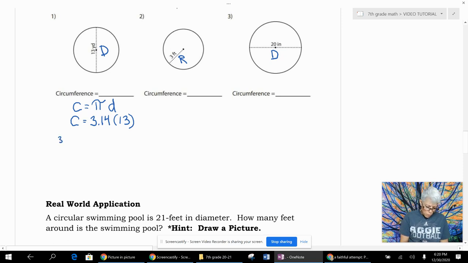So I'm going to do 3.14 times 13, and if you can do this on your own, go ahead and pause the video and get this done. I'm going to go ahead and work it out. 12, 4, 9, 0 for a placeholder, 4, 1, 3. I'm going to add up now. 2, 8, 10, carry the 1, 4.